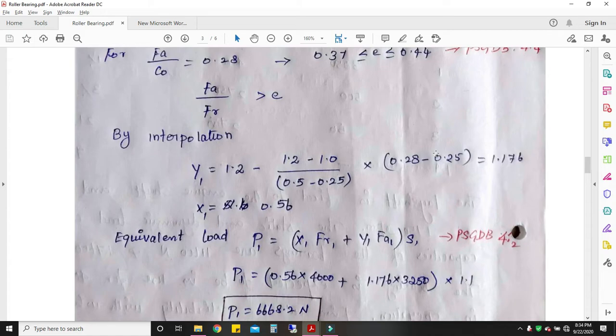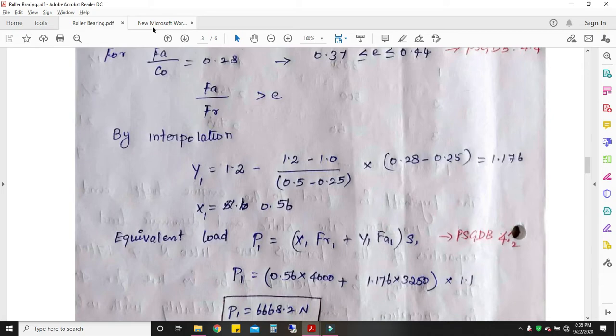So as we expected, our Y value must lie between 1.2 and 1.0. So we have got 1.17. This is the correct answer. It lies between 1.2 and 1.0. So this is how you can cross-check our answer. And as I said earlier, the X1 value will be constant for all the values of FA by C naught ratio, that is 0.56.